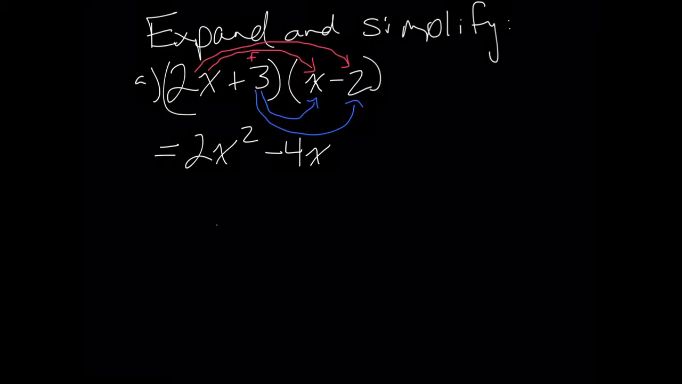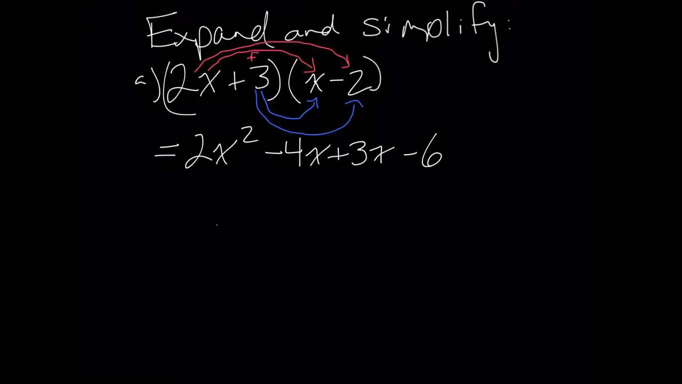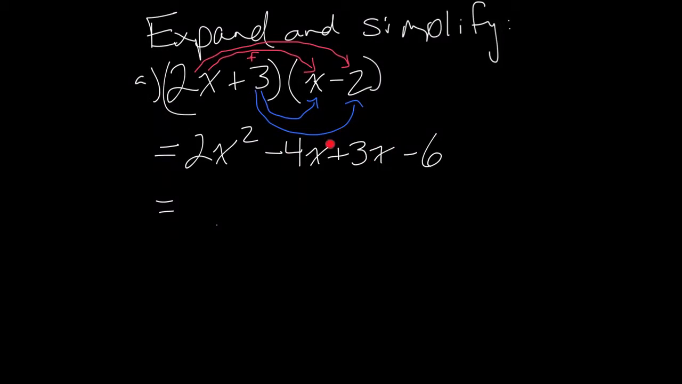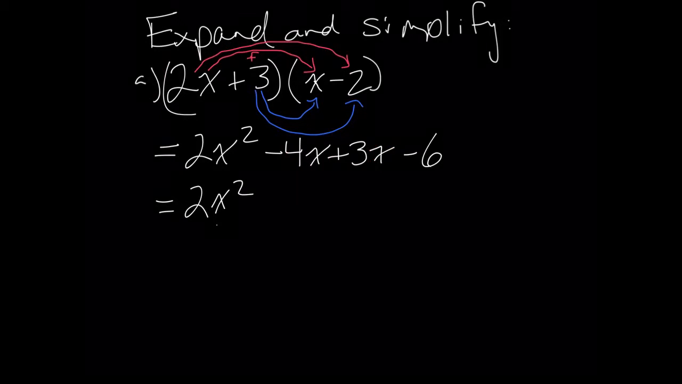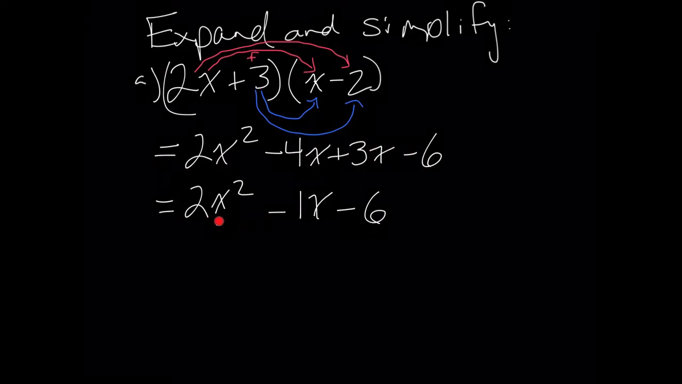What's 3 times x? And that's positive 3x. And finally, what's positive 3 times negative 2? And that would be negative 6. I next take my terms that can be dealt with, and we can do that math because they're like terms. 2x squared, negative 4 plus positive 3 makes negative 1x, minus 6. This step right here would count as my expanding, and this step right here would count as simplifying.